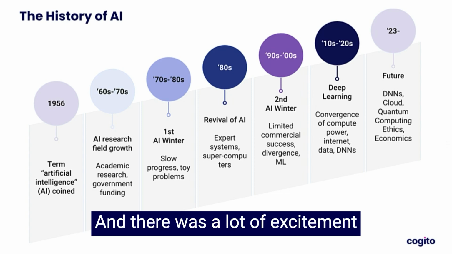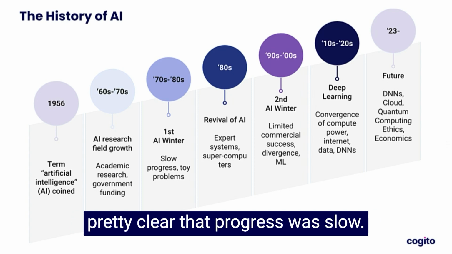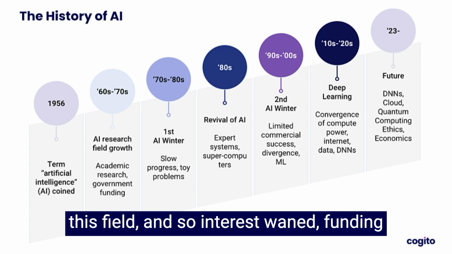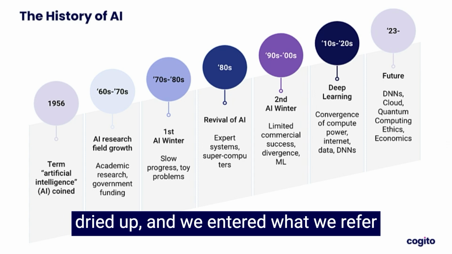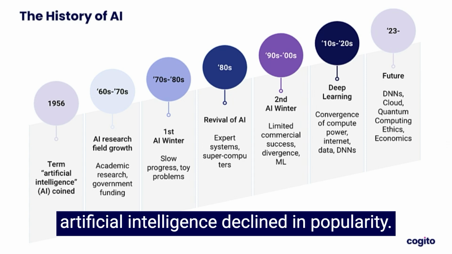And there was a lot of excitement about AI, but by the early 1970s, it was pretty clear that progress was slow. There were no real practical, real world applications emerging from this field. And so interest waned, funding dried up, and we entered what we refer to as the first AI winter, where the term artificial intelligence declined in popularity.